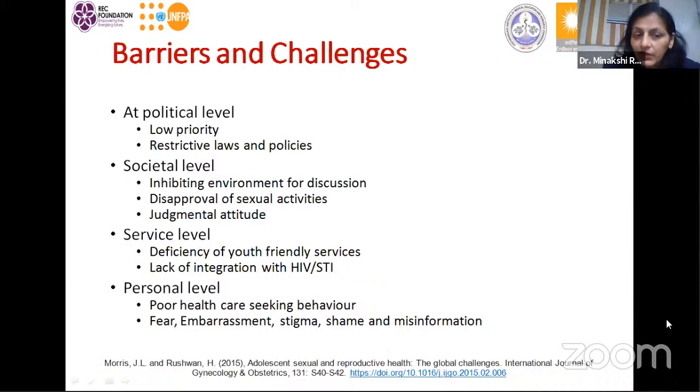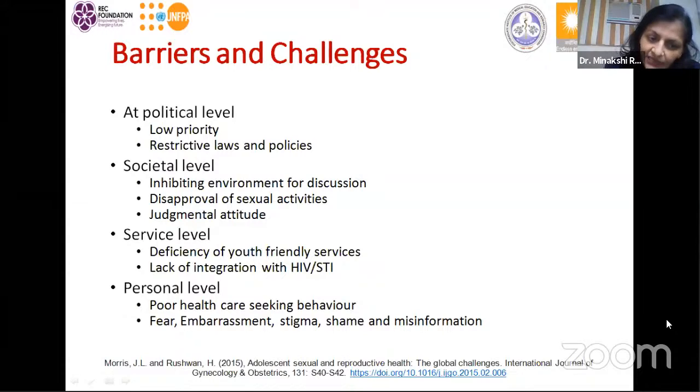So at the political level, youth are definitely given low priority in our society. We have very strict laws and policies to follow, and at the society level, we do not approve sexual activities in this age group. We have a judgmental attitude towards them, and we have a deficiency of youth-friendly services, and integration is also not there with prevention of sexual and sexually transmitted infection.